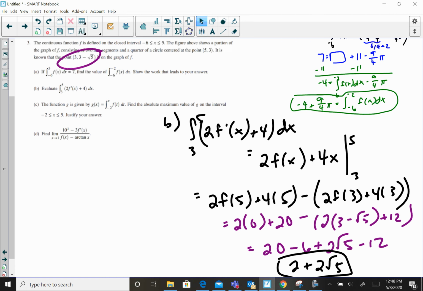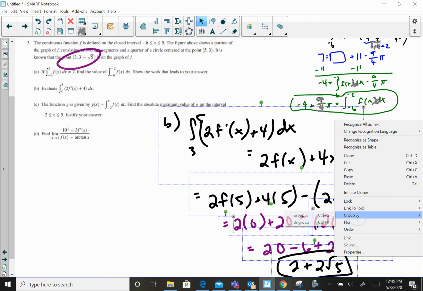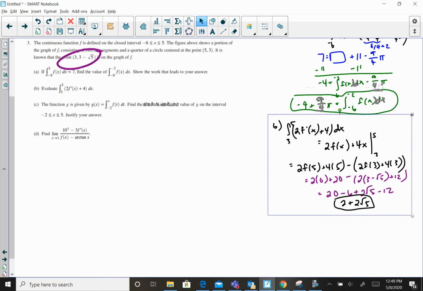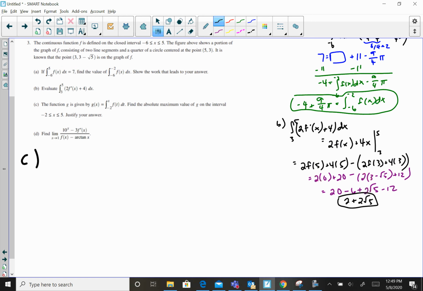There you go. Again, this was being sure that you could read the values from the graph and not forget to integrate that 4. A lot of times we're so focused on the f part that we forget about the constant. I'll make that go away. There we go. All right, part C.